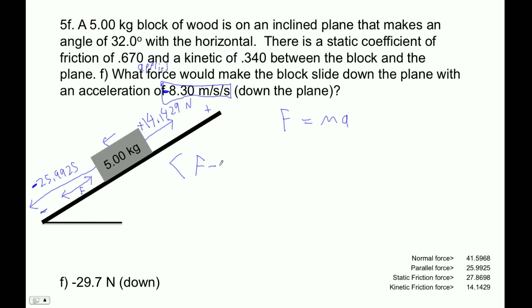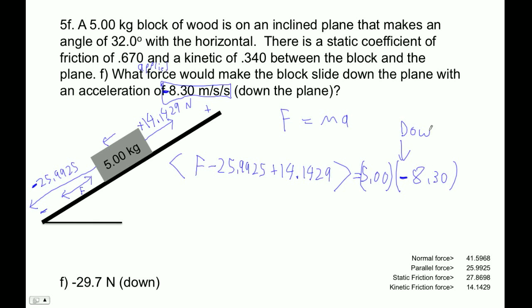So we have F minus 25.9925 plus 14.1429. And that's all the forces. There's only three. Okay, and that equals mass 5.00 times the acceleration, which is negative 8.30, because it's down the plane. We have to do that.